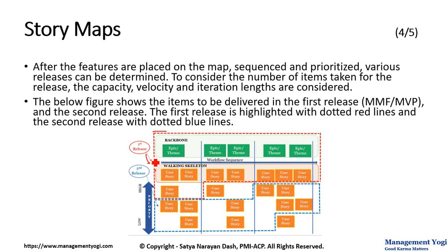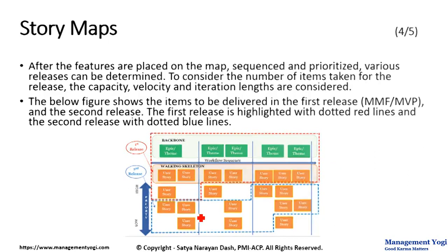And as you can see, it consists of the backbone, which is the MVP. It consists of the working skeleton, which is the MMF. And also it is taking some features from the optional set of features. Below the first release we have a second release, which is in dotted blue lines, a dotted blue line shape. And we have a second release which is taking a number of additional features.